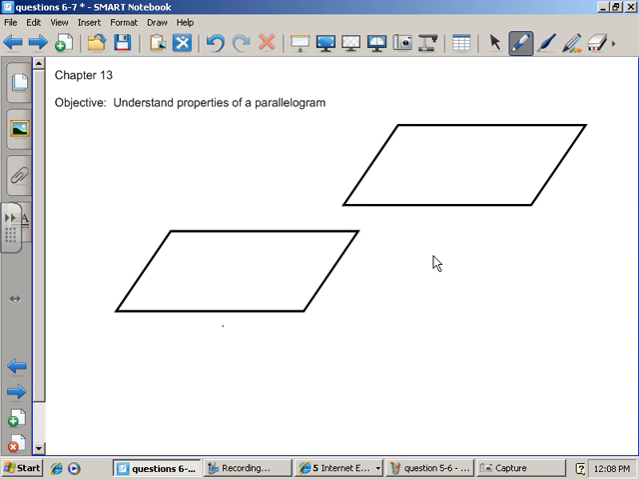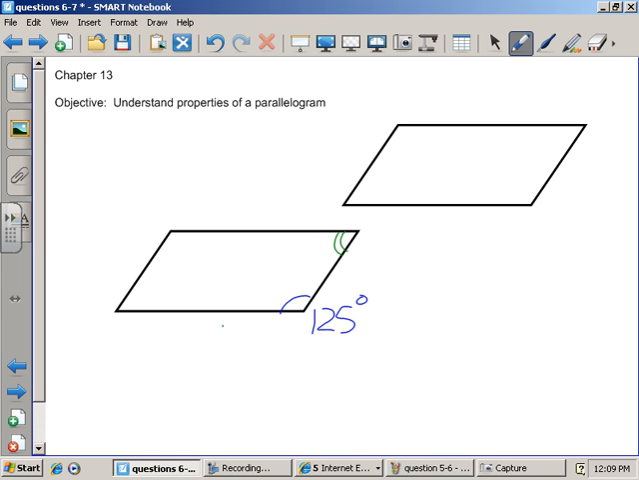Inside a parallelogram, we have things that are pretty weird. We have an angle here, and we have a smaller angle here. And if you look at these angles, they look like they have some kind of relationship to each other. And the relationship that they have is that they add up to 180 degrees. They're called supplementary angles. And in a parallelogram, the adjacent angles, or the angles that are next to each other, are equal to 180 degrees.